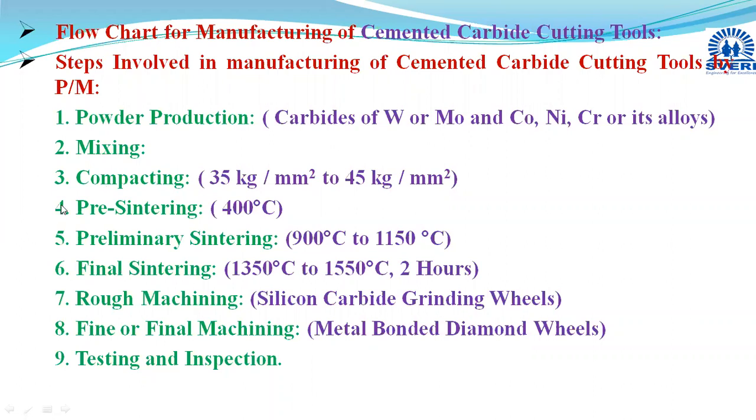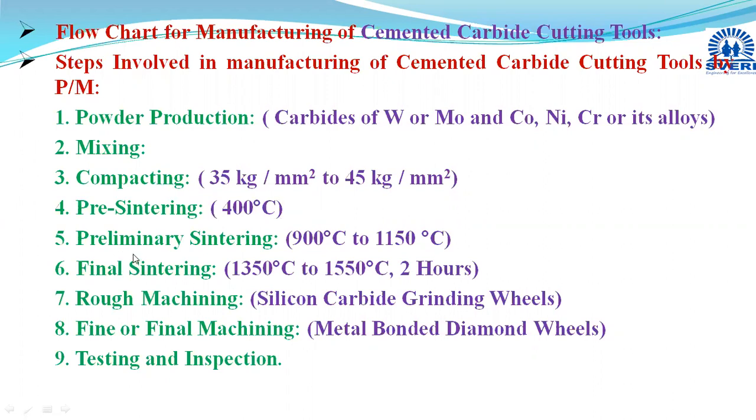Now, sintering is conducted in three ways. The first sintering will be termed as pre-sintering, which is carried out at 400 degrees Celsius. Here, whichever lubricants we have added in the mixing stage are removed or eliminated by heating the component at this 400 degrees Celsius temperature.